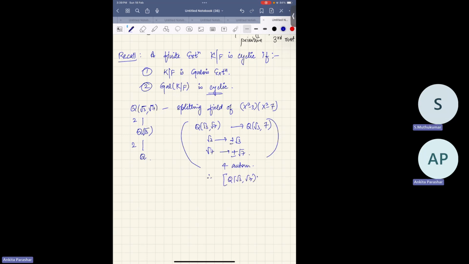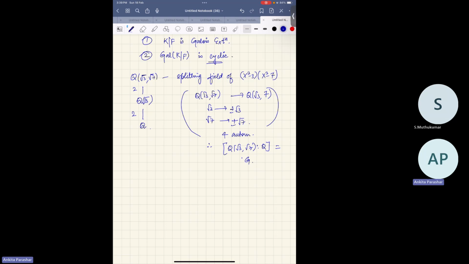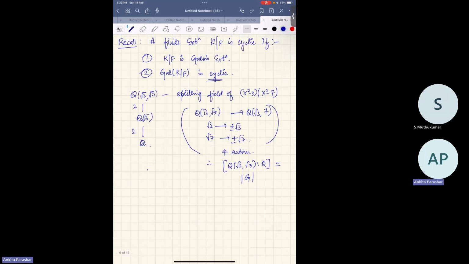you are saying that this extension has the same degree as the group of automorphisms. So therefore, maybe I should write it this way. Therefore, this is a Galois extension. Of course, you can also say it through the splitting field of this polynomial. It's a Galois extension, right? All right, so it's a Galois extension.